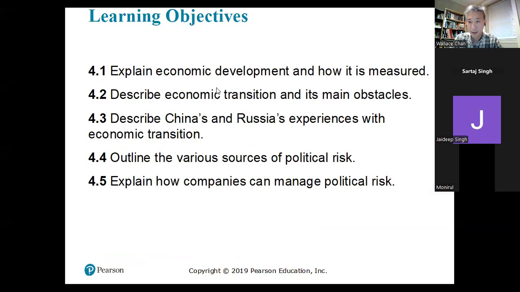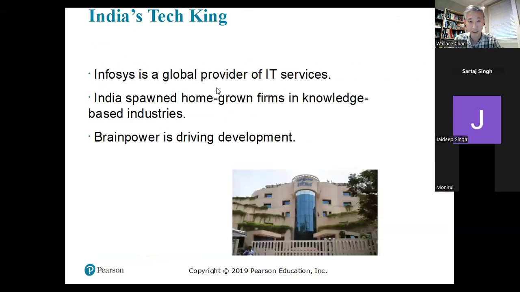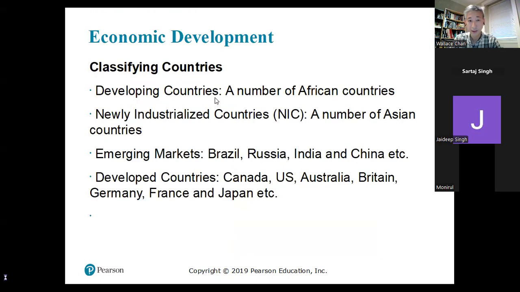Now, in general, countries can be categorized based on the economic development. If you look at this company, you're probably familiar with it. It's a global provider of IT services, an Indian company. One of the strengths has to do with their brain power, meaning that they have hired a lot of very talented people that make them so successful. Now, we may classify or categorize countries based on their economic development.